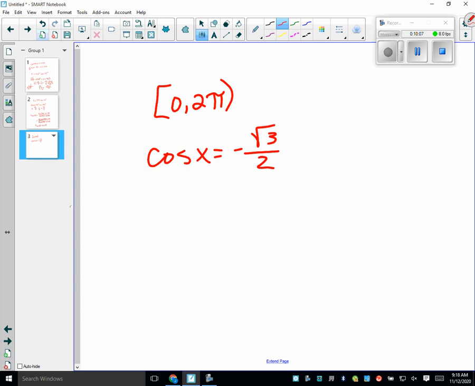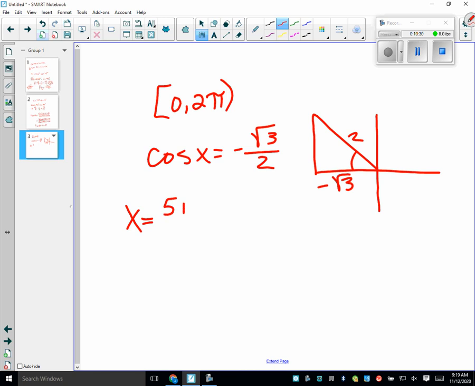Quadrants does that happen in? 2 and 3. There's not much of an equation here, is there? So in quadrant 2, it is cosine, so this is negative radical 3, this is 2. What is that angle? Pi over 6. So what is my answer? 5 pi over 6 and 7 pi over 6?